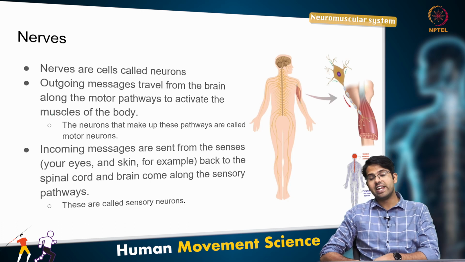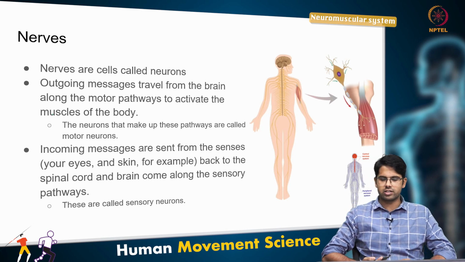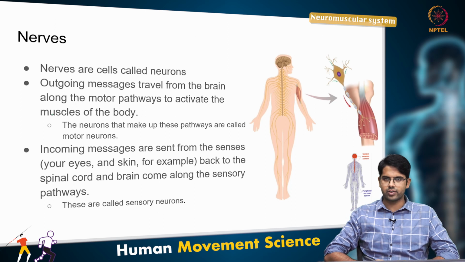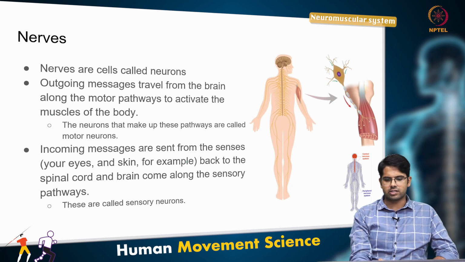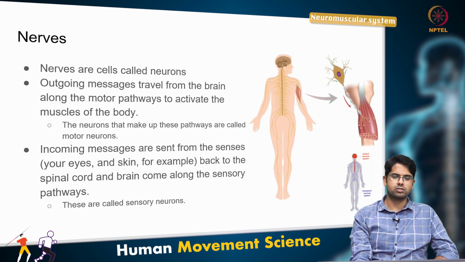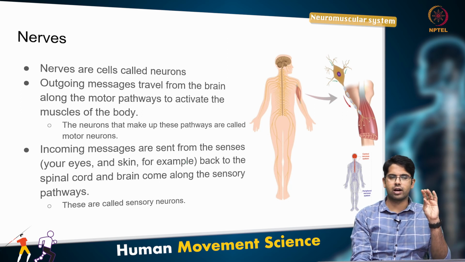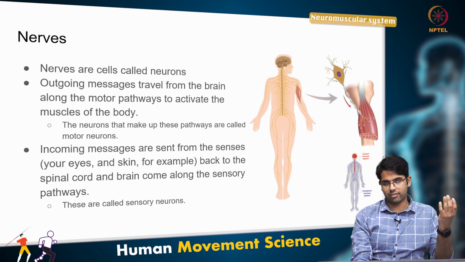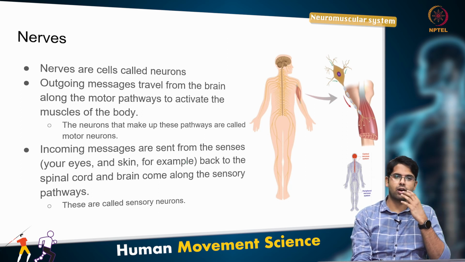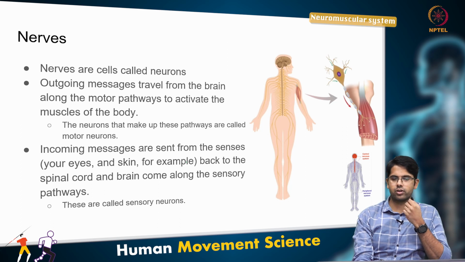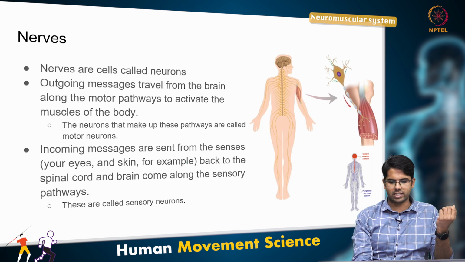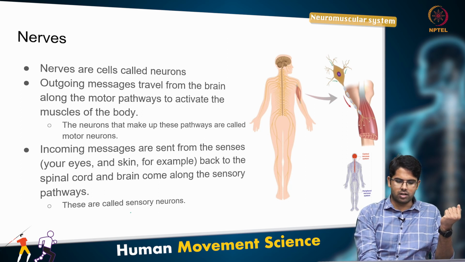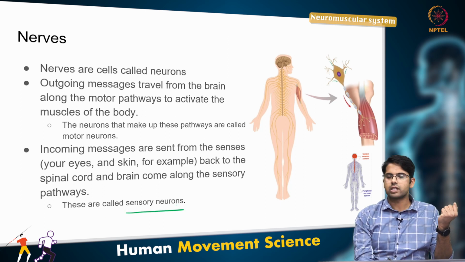Similarly, incoming messages, just like we were discussing earlier with the afferent neurons, are sent from the sensory organs. For example, your skin, with the sense of touch or heat, and you have visual feedback, you have olfactory feedback from your nose, auditory feedback. Every sensory organ basically sends back the signals along the sensory neurons.